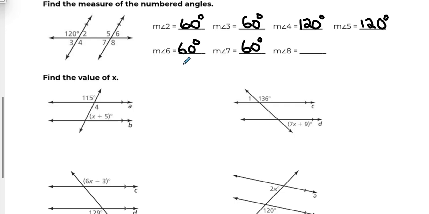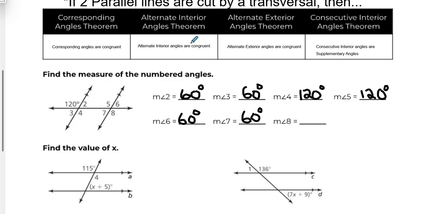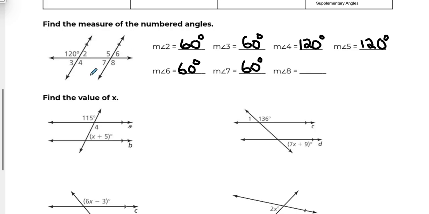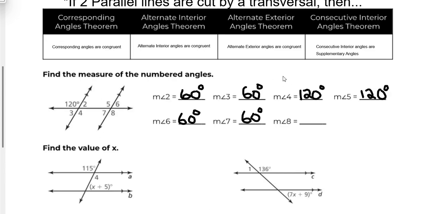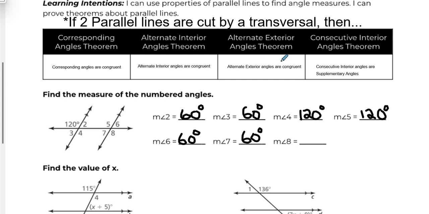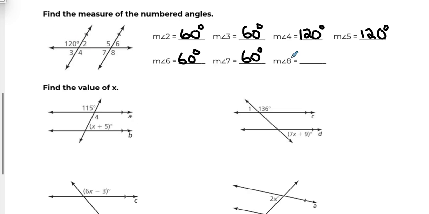If I wanted to look at it from a different lens, I know angle 2 is 60 degrees, and angle 7 is an alternate interior angle. And we have a theorem now: alternate interior angles are congruent if two parallel lines are cut by a transversal. So there's another justification for the same thing. And angle 8. Well, we also know that alternate exterior angles are congruent. So this 120 is going to be our measurement for angle 8, because angle 8 and the 120 are alternate exterior angles of each other.